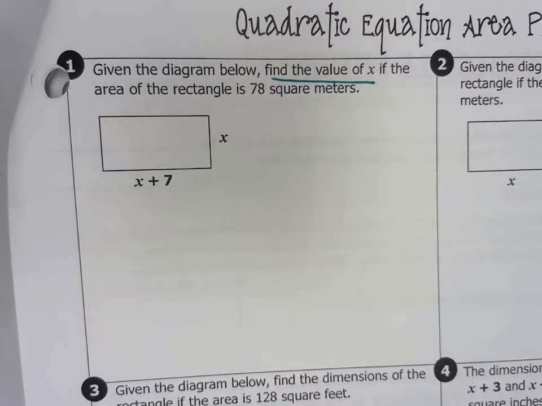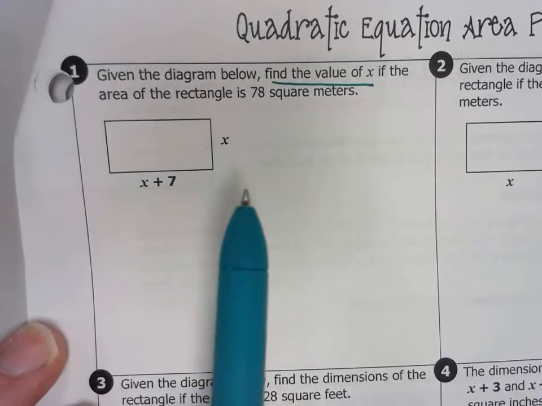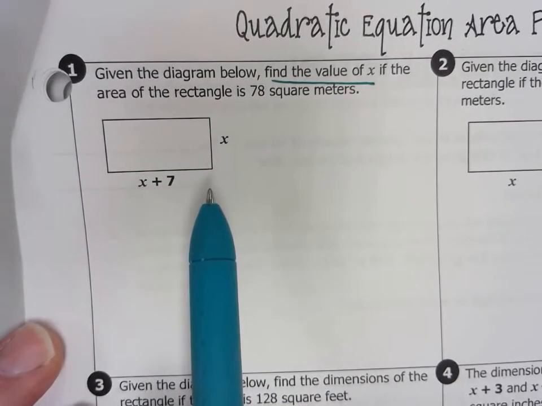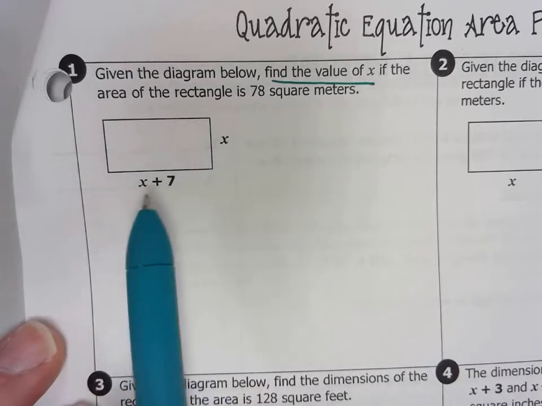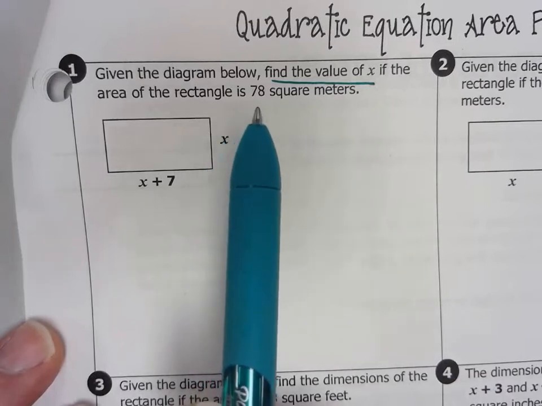And there's going to be a little different kind of, as we go through a couple, they're going to be asking for different things. So let's see what they tell me. They give me a diagram below, and that diagram is a what? Rectangle. So they give me a rectangle, and I have the length and the height labeled. So the length is x plus 7 and the height is x. What else do they tell me? What is 78? The area.